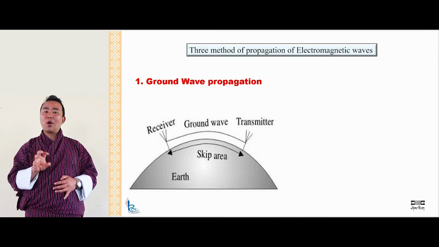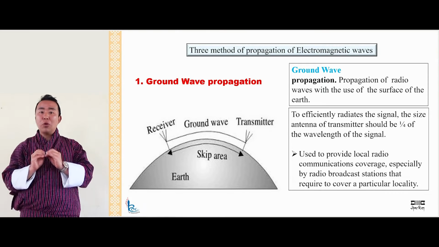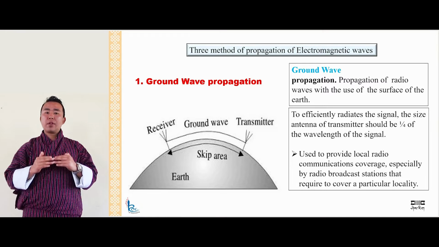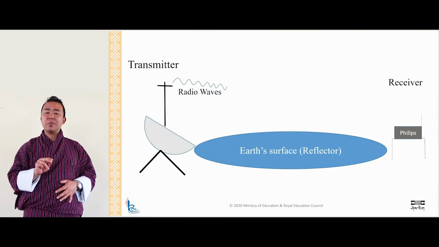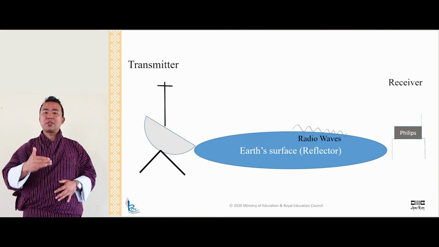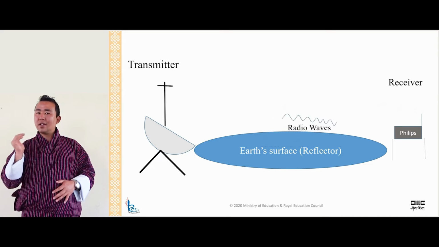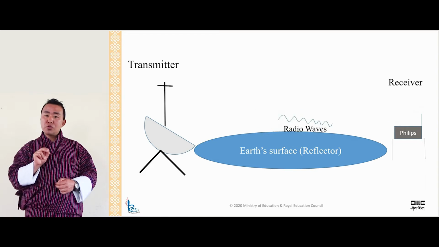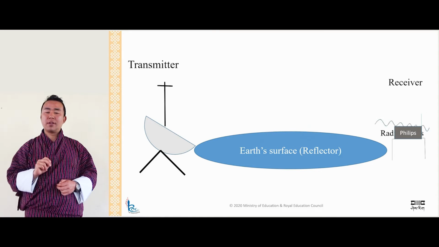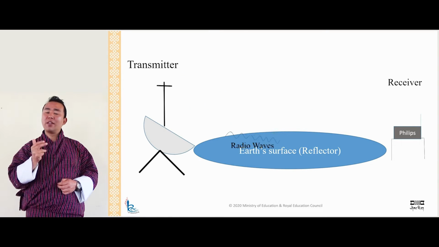The first method of electromagnetic waves propagation is called ground wave propagation. We say electromagnetic waves undergo ground wave propagation when radio waves, which are transmitted from the antenna of the transmitter, use the surface of the earth or the ground to reach the receiver. In case of ground wave propagation, in order to efficiently radiate the radio waves, the size of the antenna should be 1/4 of the wavelength of those radio waves.